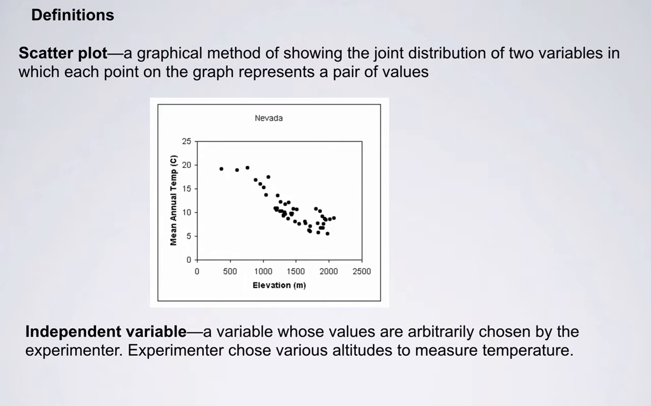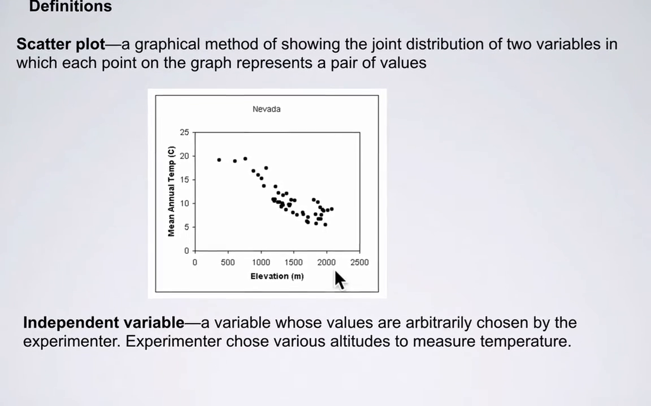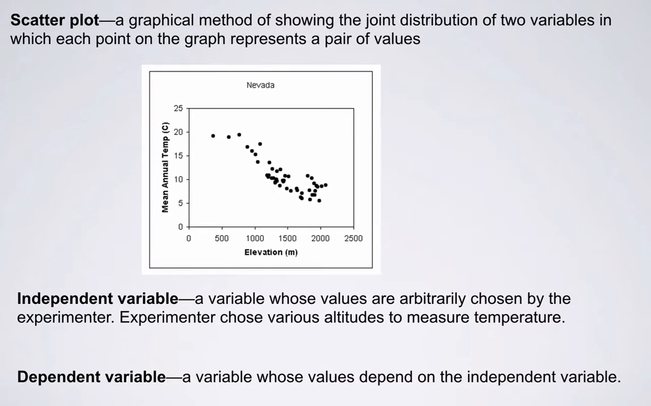The independent variable is the variable whose values are arbitrarily chosen by the experimenter. The experimenter can choose various altitudes here in order to measure temperature. So if the person is interested in the mean annual temperature at various elevations, they'll choose a variety of elevations and take measurements there. The dependent variable is a variable whose values depend on the independent variable. In this case, mean annual temperature depends on the elevation of that area.